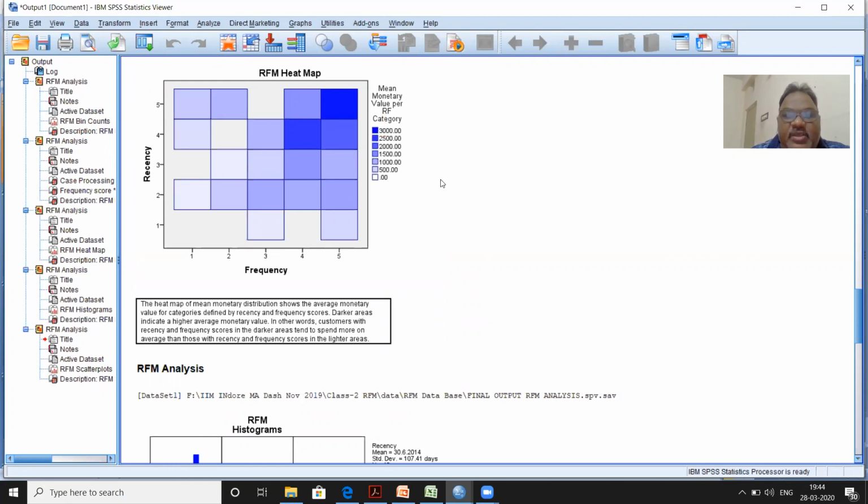If you see, this is the average monetary, so 3,000 rupees. This is for 3,000 rupees. On an average, the mean expenditure is 3,000 rupees. This is very low in number, and I have not found a very good result here.